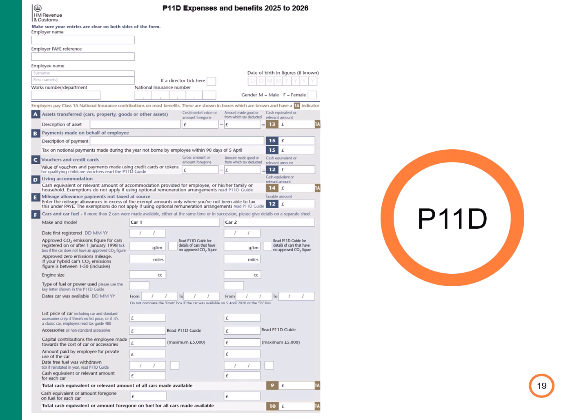However, if your employer deals with your benefits through payroll, you won't have a P11D. The benefit is included in your P60 figures. If you're not sure, check with your employer.